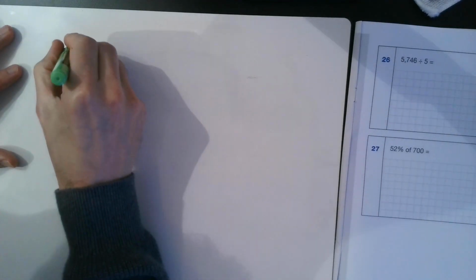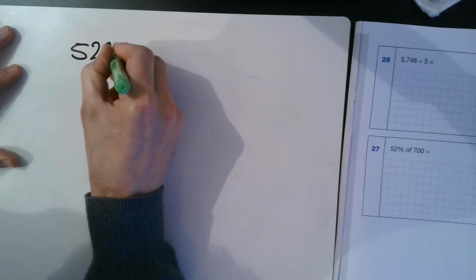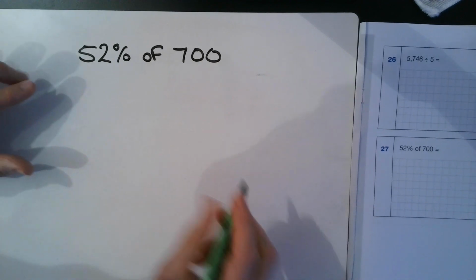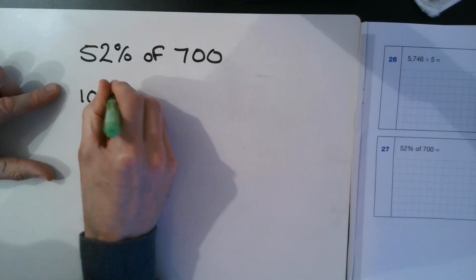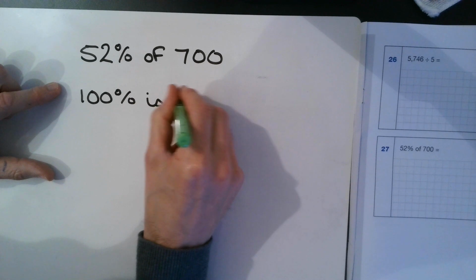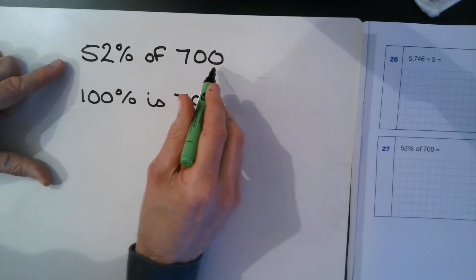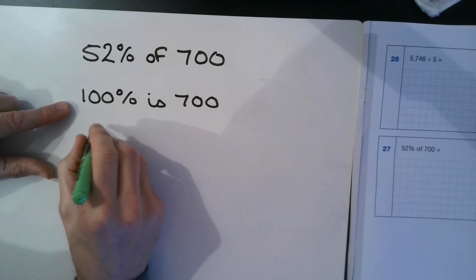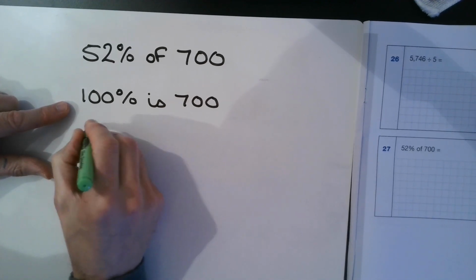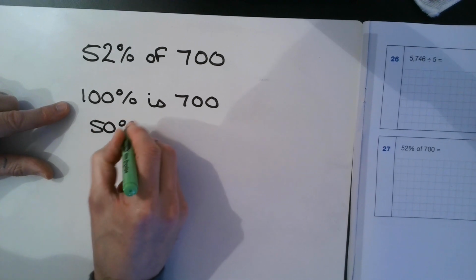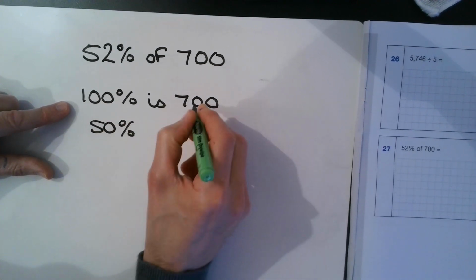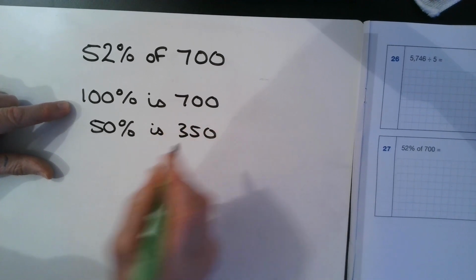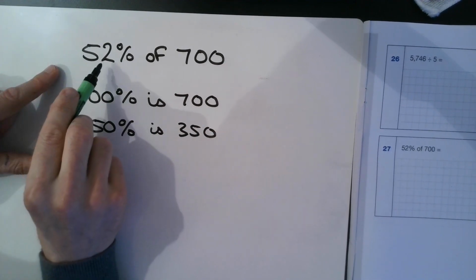Okay, and the last question for now. So 52% of 700. Okay, now, so 100%, that's 700. That's all the money you've got. That's 100% of what you've got, 700. So now, we haven't done this in class yet, but this is what you have to do. So 50%. So half of 100 is 50. So half of 700 is 350.